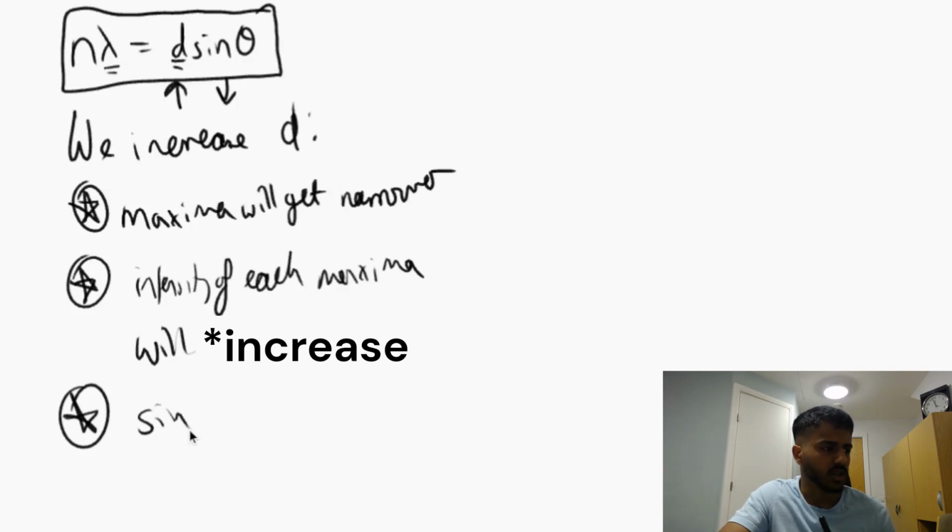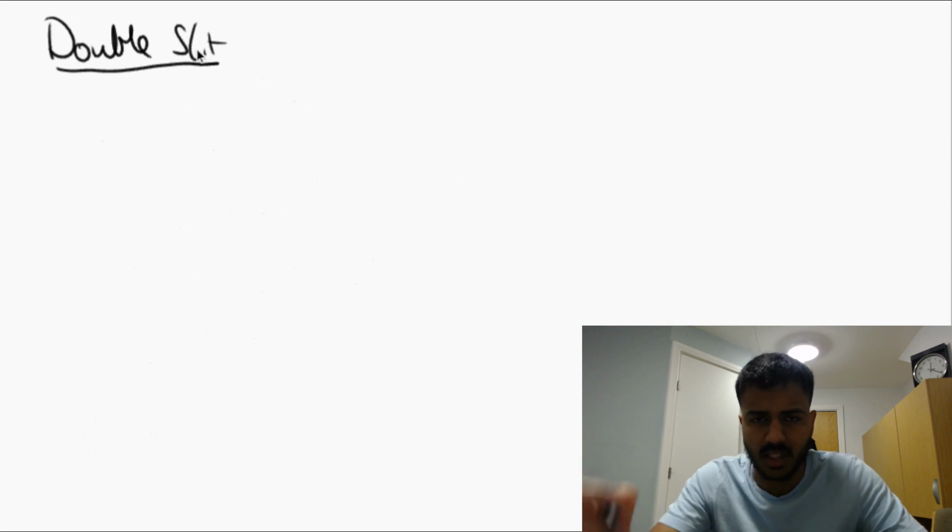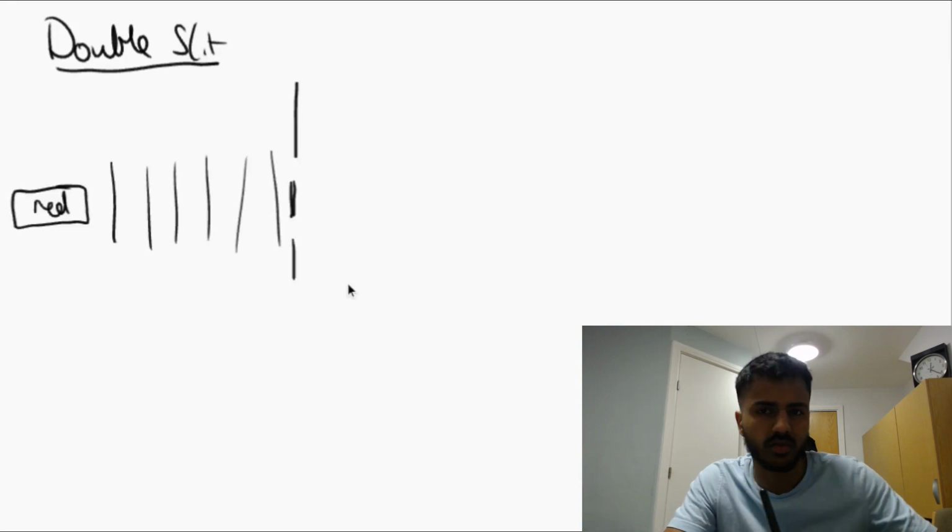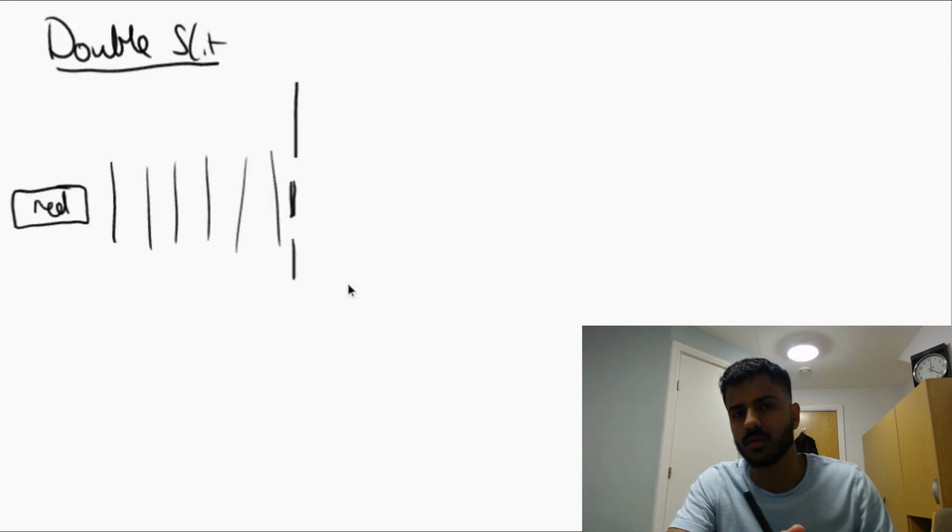And this is because sine theta is inversely proportional to the slit width. Now we've looked at the patterns and the effects that occur from diffraction through a single slit. Let's now talk about the effects that occur when we have a double slit instead. We now have a coherent source coming from this red light.